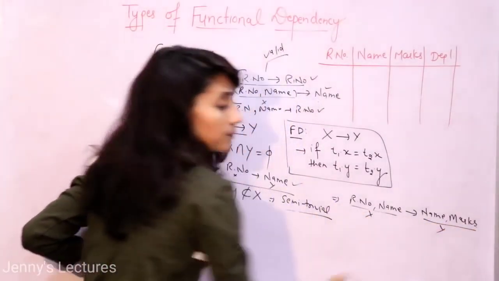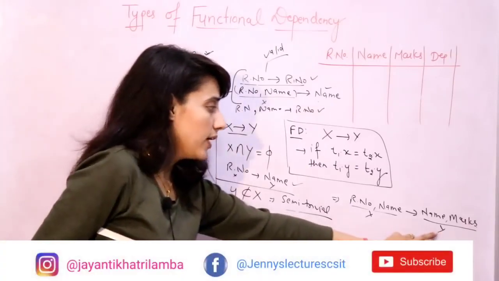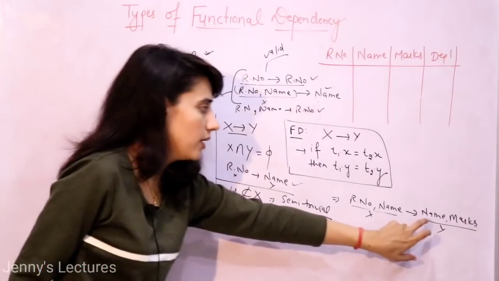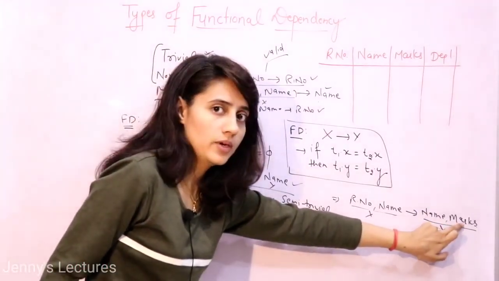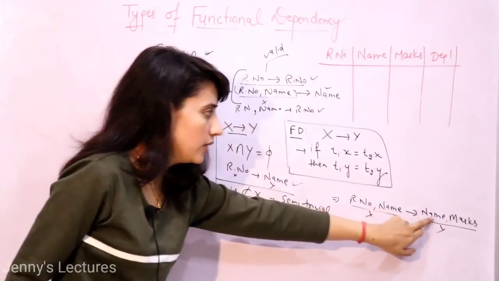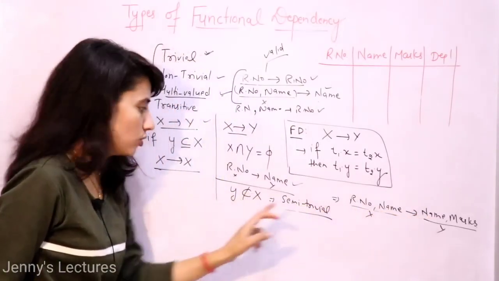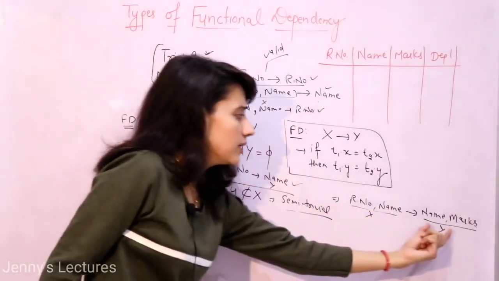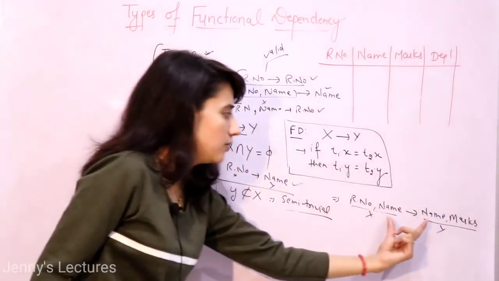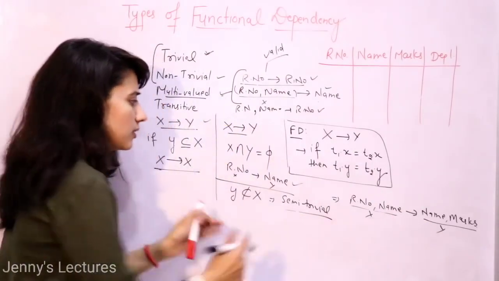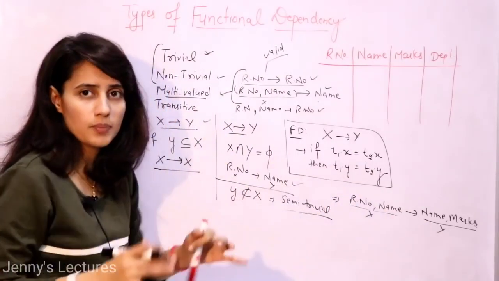x, this is y. Now here, is y a subset of x? No, because in y I have name and marks, right? But these two are not members of x, only name is there in x, so this is not a subset of x. But x intersection y is not phi, because here we have name in common, right? So in this case you can say this is a semi-trivial functional dependency.